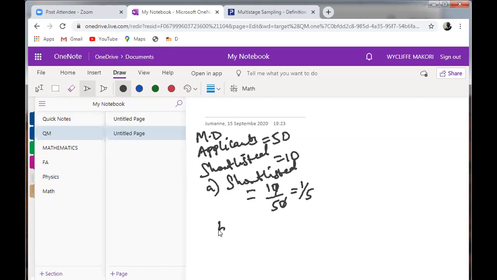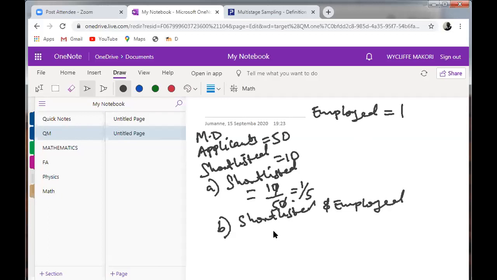Part B. Part B, it is shortlisted and employed as a managing director. Obviously, we all know that when we are talking about employed, it is going to be one person. Only one person will be employed. So can you come again, Lukale? Determine the probability that an applicant was shortlisted and employed as a managing director. Shortlisted and employed. That is what we are working on.